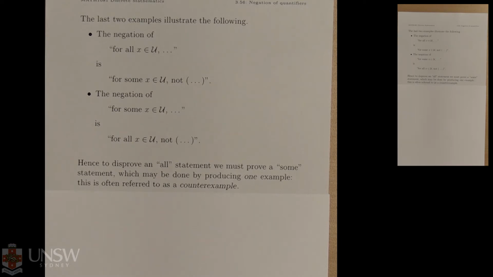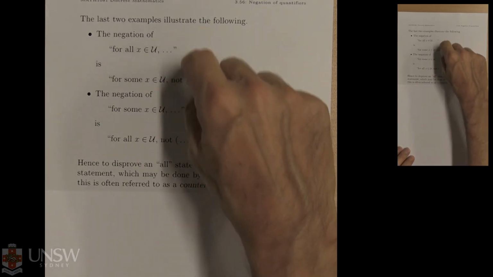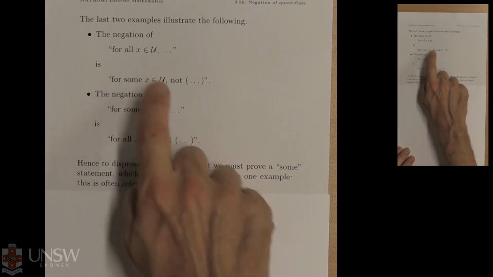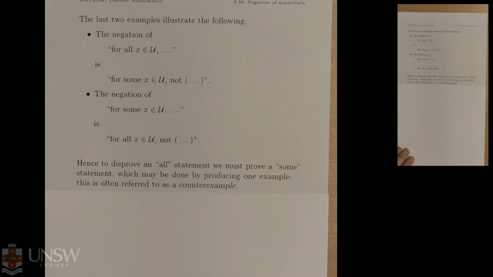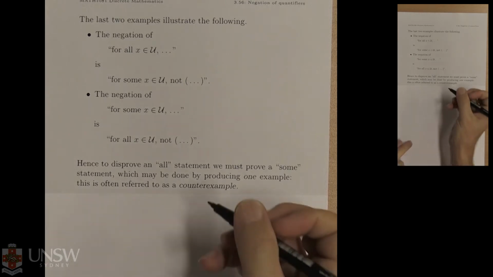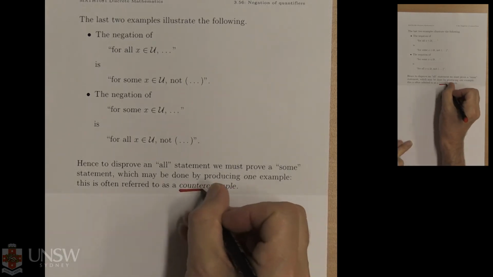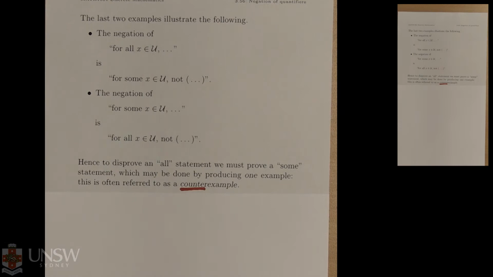Why is it that we disprove an all statement in the same way that we prove a some statement? Well, because they really are the same kind of statement. The negation of an all statement is a some statement. We can prove that the all statement is false by giving an example where it doesn't work, often referred to as a counterexample. The counter in that, well, strictly speaking, it's irrelevant. It's just an example which is being used for a particular purpose. Nevertheless, the word counterexample is quite common.